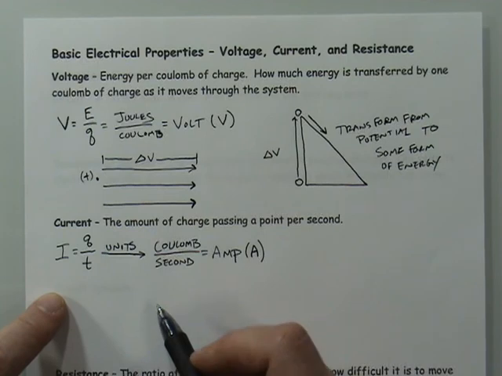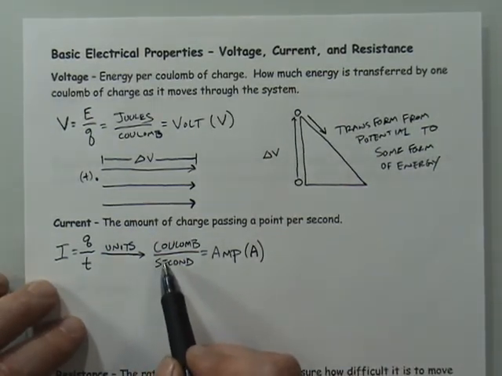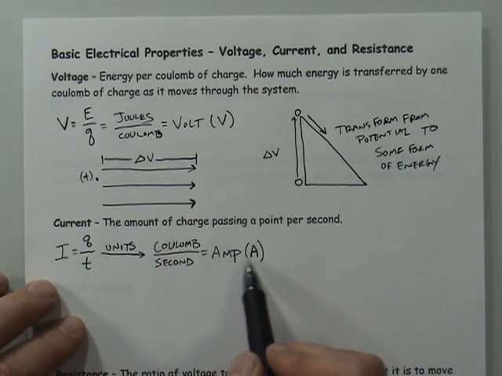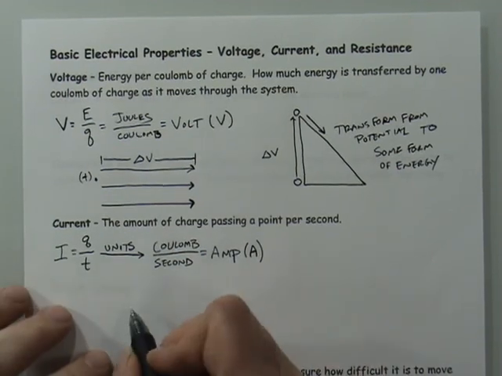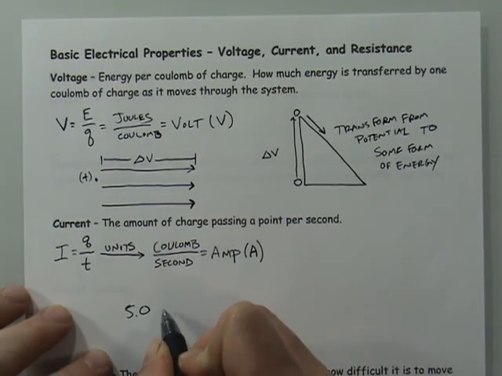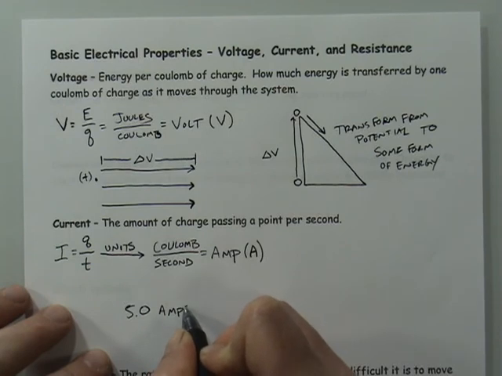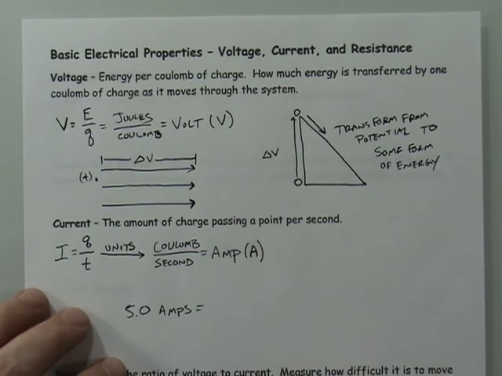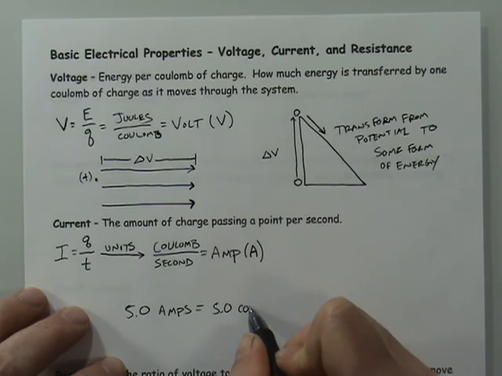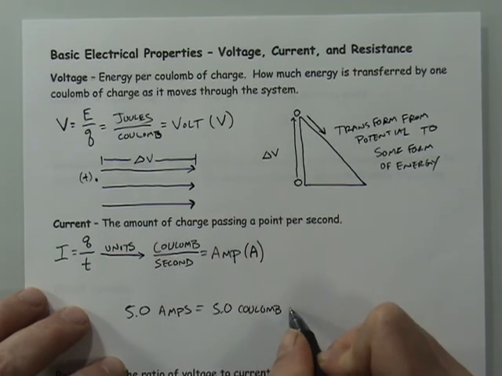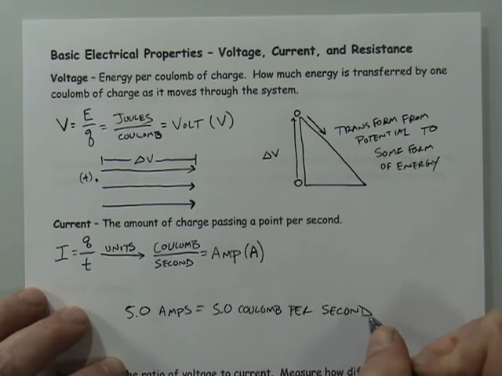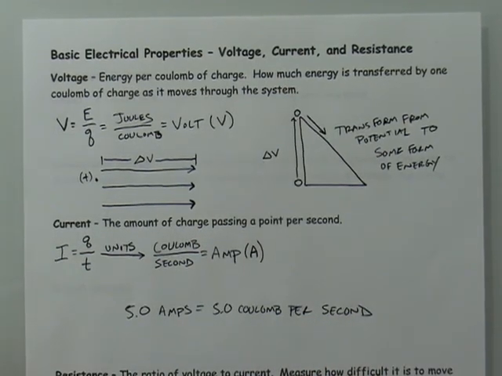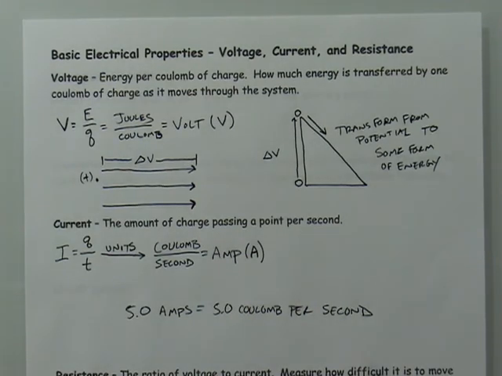Now, just to make this more clear, even though current is measured in amps, in your mind, I really think it's important for you to understand what the amp is telling you. What is the secret units that it's hiding? So if, for example, I said that in a particular circuit I had 5.0 amps, what that would tell me is that 5.0 coulombs per second were traveling through the system. Now, you won't see a lot of problems like this.